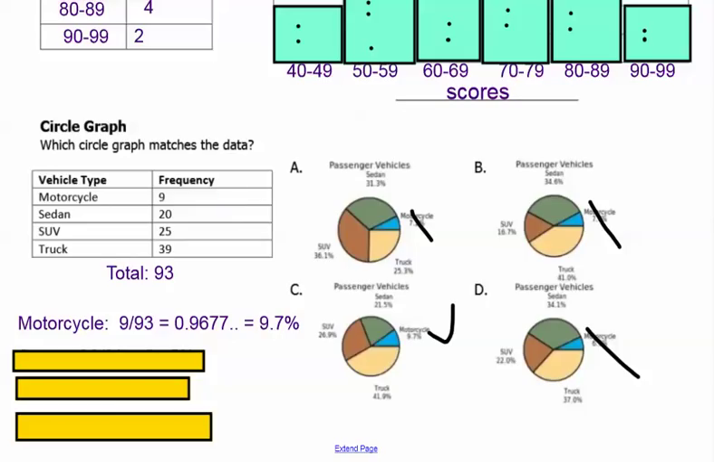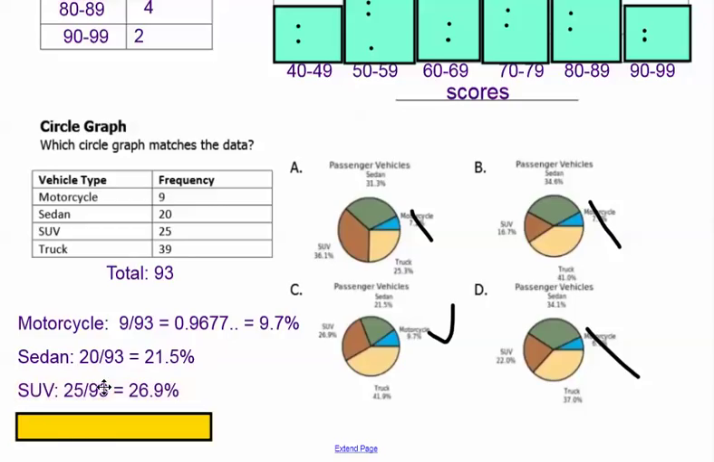So we already know the answer is C, but if you want the practice or need the practice, you should make sure that you can do these because we should be able to turn things into percents. Sedan, 20 out of 93, SUV, and then we have our truck, which all of those do match the percents on this circle graph.